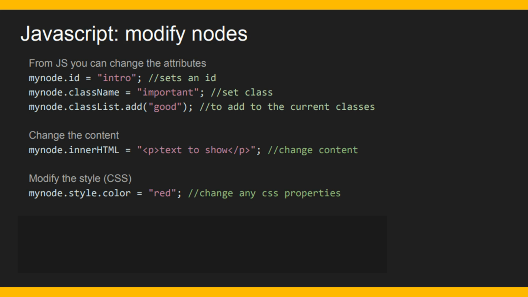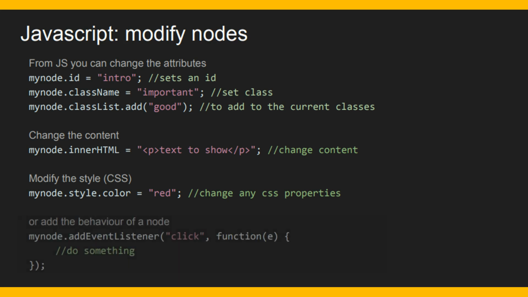So this will change any CSS properties. You just put that node identifier element and then dot style. If it is color, or maybe you can say my node.style.backgroundColor. Instead of color you can say style.display. There are many. Or add the behavior of a node: my node.addEventListener, click, function e, the parameter e event, and then do something inside the curly braces of that body of the function.